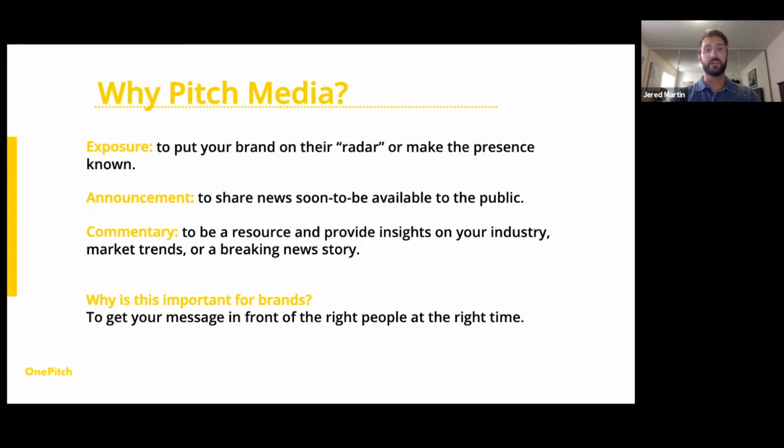So why do we pitch media? What is the point of pitching media in general? There are what I would consider three main components to the reasons for pitching media, and I'll explain those in detail. All of those relate to that very last bullet point, which is why this is important for brands to conduct. But when you're pitching media, there are a couple of different things you'd want to consider.